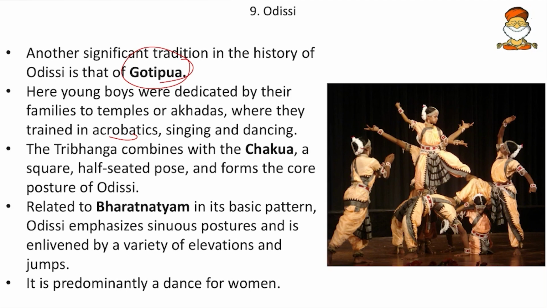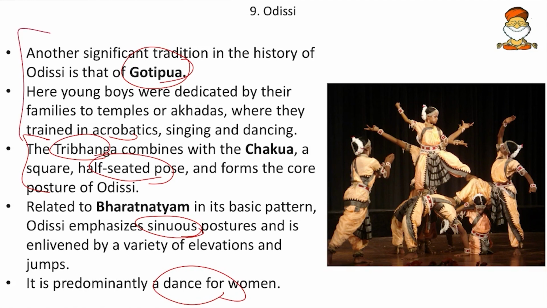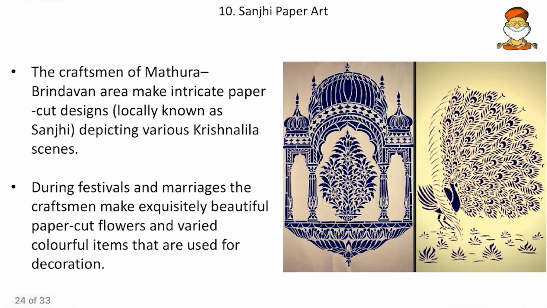Then coming back to Odissi dance, this consists of various body postures like the Chauka, then Tribhanga, then the half-seated pose and others. All these postures are also related to Bharatanatyam, but Odissi also consists of some postures which are sinuous, meaning they require some muscularity, and it also involves elevations and jumps. Some acrobatics are also performed, and Odissi is predominantly a dance form for women. So here remember Odissi and its various postures and the previous form of that, the Gatipua. If Odissi is a dance form of women, Gatipua is performed by boys. So remember these differences. Then come to the next, the Sanji Paper Art.